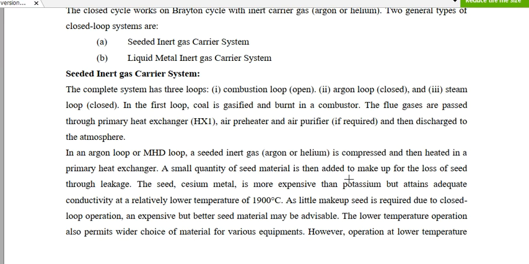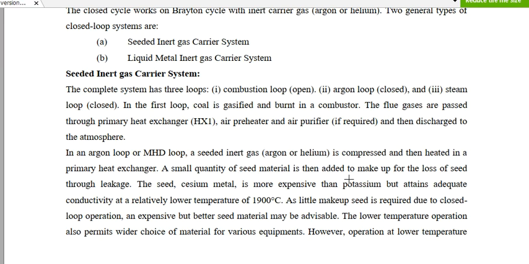In the first loop, that is the open loop, coal is gasified and burnt in a combustor. The flue gases are passed through primary heat exchanger HX1, air preheater and air purifier if required, and then discharged to the atmosphere. In an argon loop or MHD loop, a seeded inert gas is compressed and then heated in a primary heat exchanger. A small quantity of seed material is then added to make up for the loss of seed through leakage.